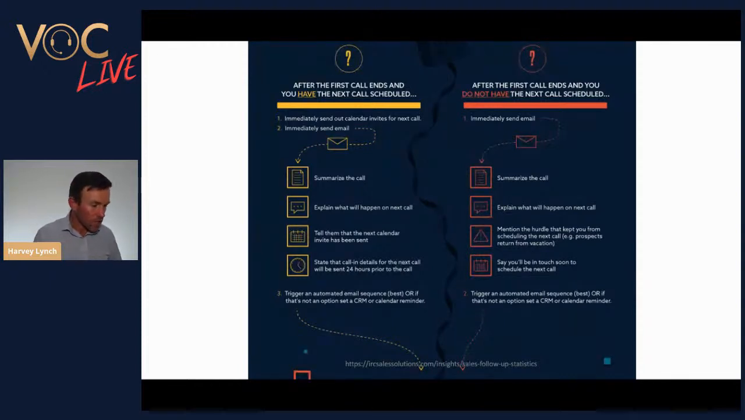So the first thing to do, obviously, when you get on that follow-up call, is summarize the call, summarize the inquiry that they called in about firstly, okay? And then explain to them, take the reins here. Take the front foot on this conversation. Have the control of the conversation.